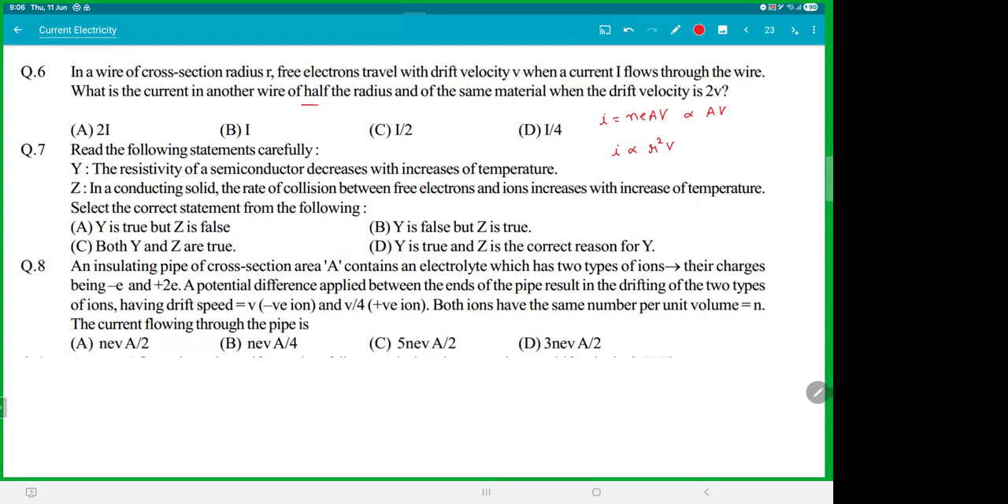So what did you do? You halved the radius and doubled the speed. So that will be 1 by 4 into 2. It will become half. Clear? The theoretical questions. What about the second one? This thing I just taught you. The resistivity of a semiconductor decreases with increase of temperature, right? That is right. In a conducting solid, the rate of collision between free electrons and ions increases with increase in temperature. That is also true, but that's not the explanation. C is the answer. Got this? Get the eighth one. Keep going.